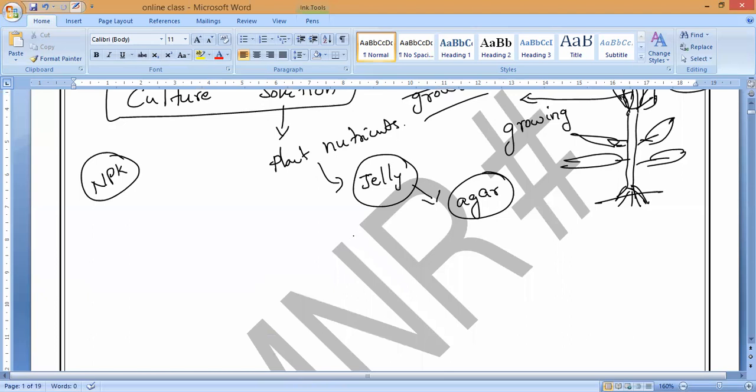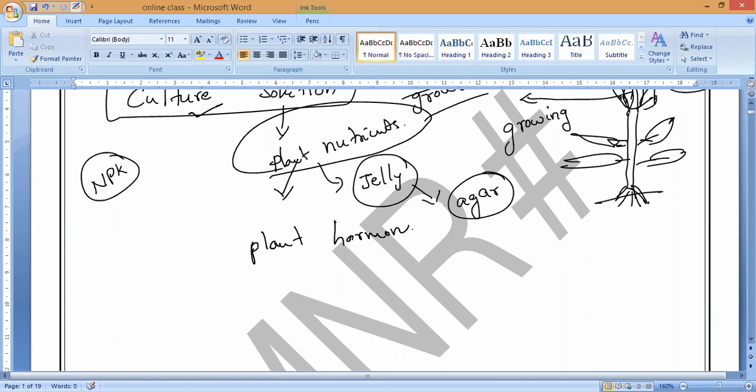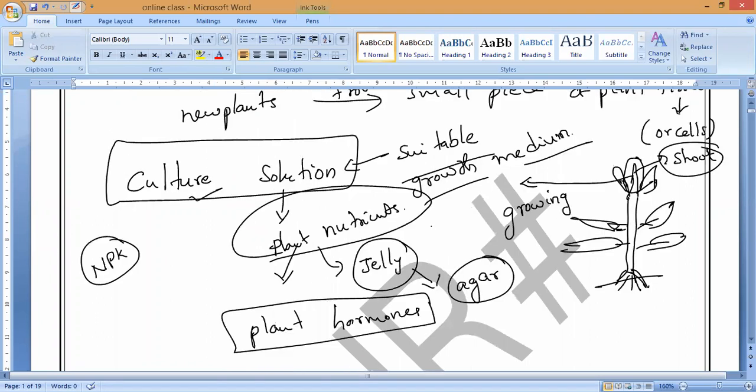So the plant hormones which are necessary for plant growth, everything we keep arranged artificially in this culture solution. All the plant nutrients as well as the required plant hormones. Everything we make artificially in a single place where the plant can get all the required things. That is what we call culture solution.